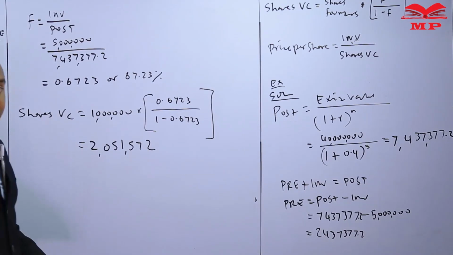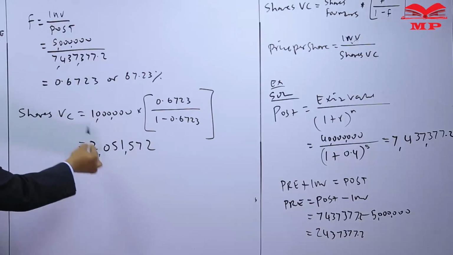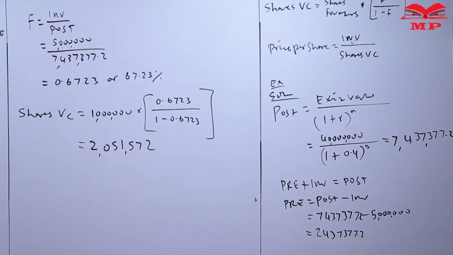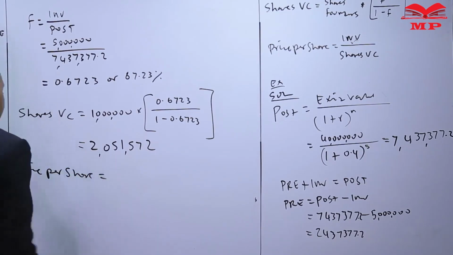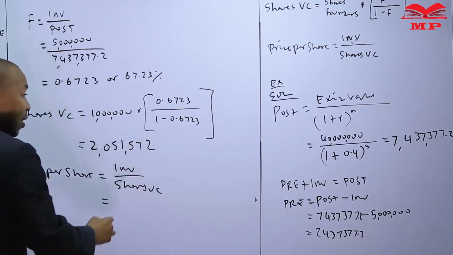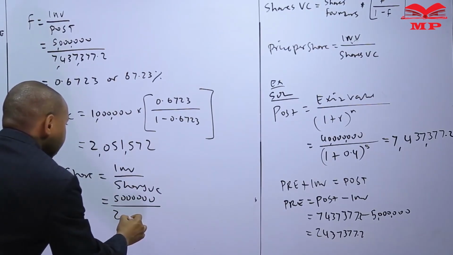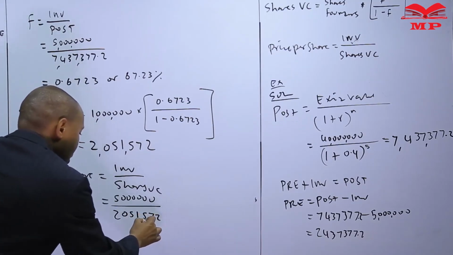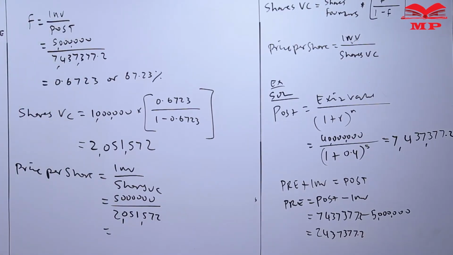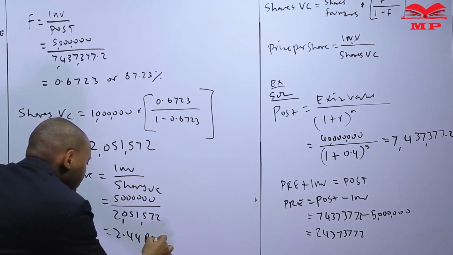Once we have the shares due to the venture capital owners, can we get the price per share? We have the investment value over the shares VC. The investment value we've been given is 5 million. So price per share is the investment value INV over shares VC: 5 million divided by 2,051,572. So the price per share is how much? The answer is 2.44 per share.